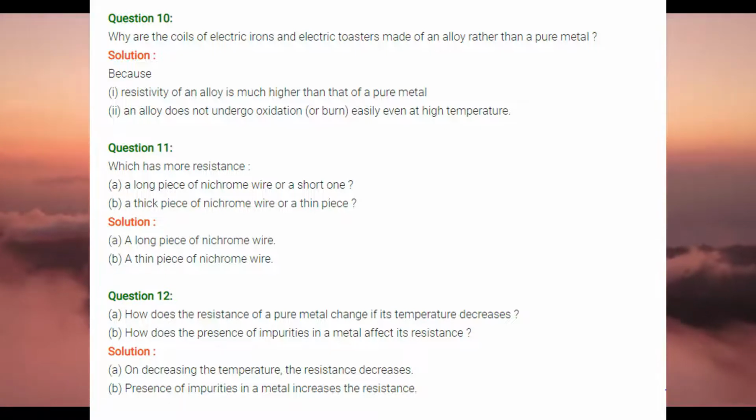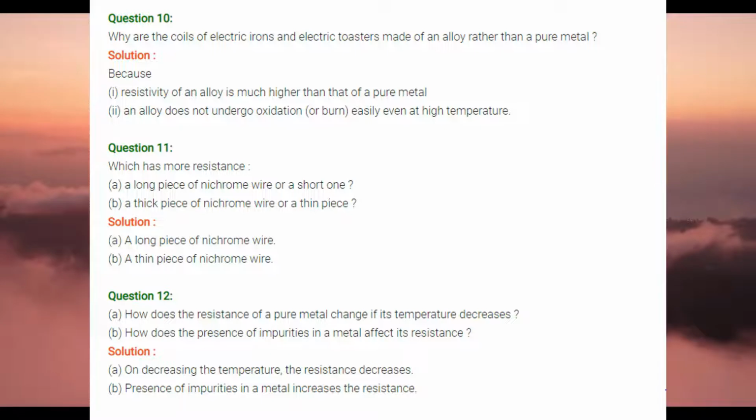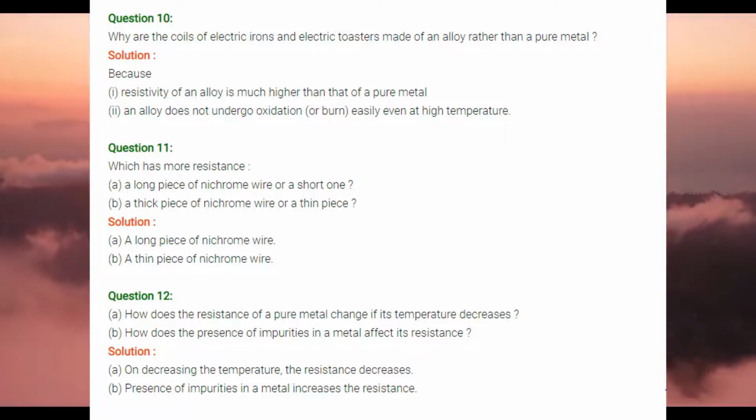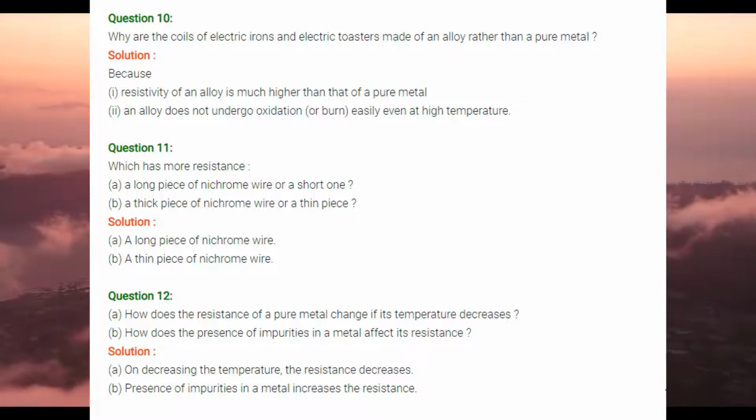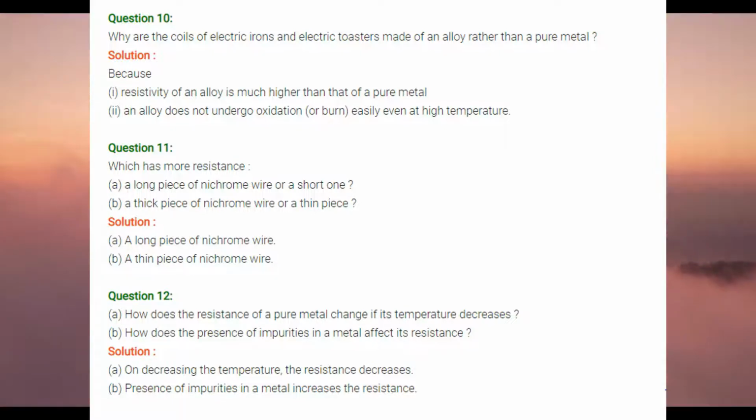Question 11. Which has more resistance? A. A long piece of nichrome wire or a short one? B. A thick piece of nichrome wire or a thin piece? Solution: A. A long piece of nichrome wire. B. A thin piece of nichrome wire.